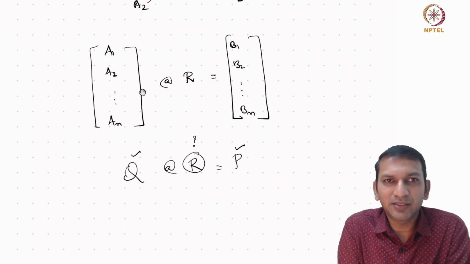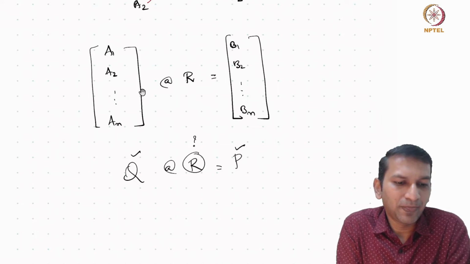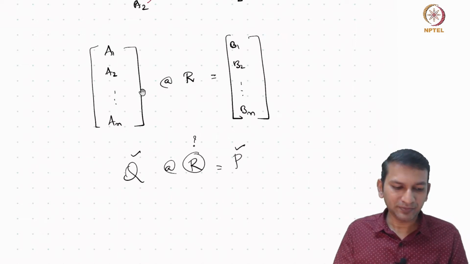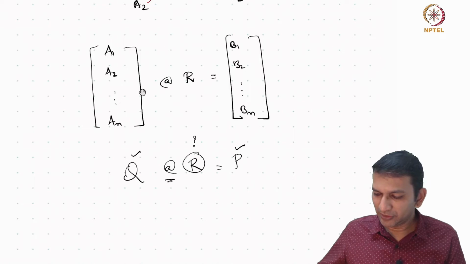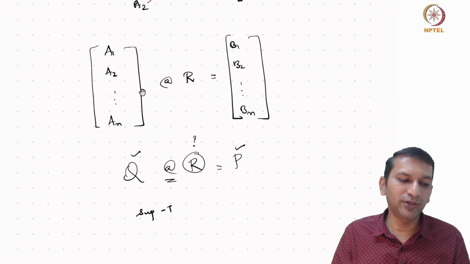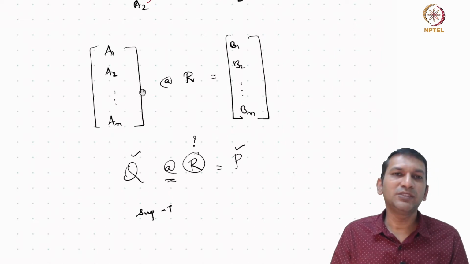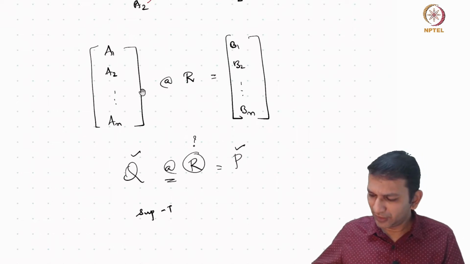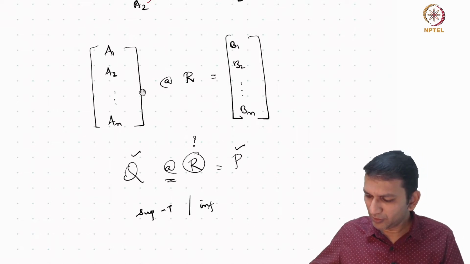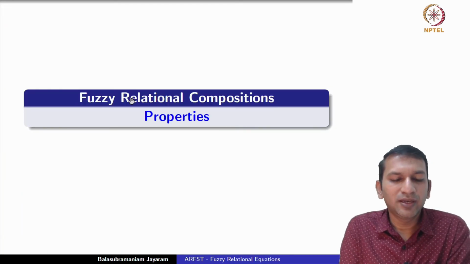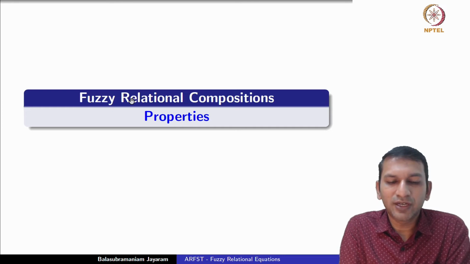So this is much like the matrix equations. Given A and B, we want to find an X such that AX is equal to B. So here we are given Q and P, and we are interested in finding an R. And this composition, of course, we are in the second. For us, our interest is from the point of view of fuzzy relational inference, which means we are going to talk about CRI and VKS inference, which essentially means we are either talking about sup-T composition or inf-I composition. Well, let's look at some properties of these fuzzy relational compositions.